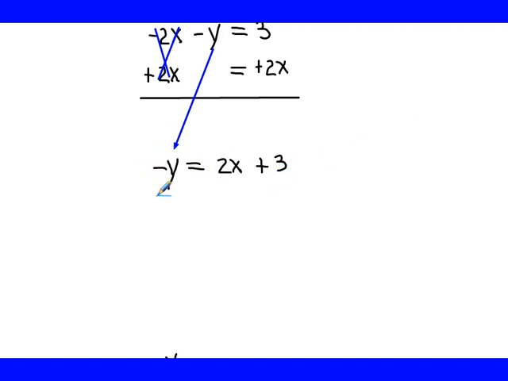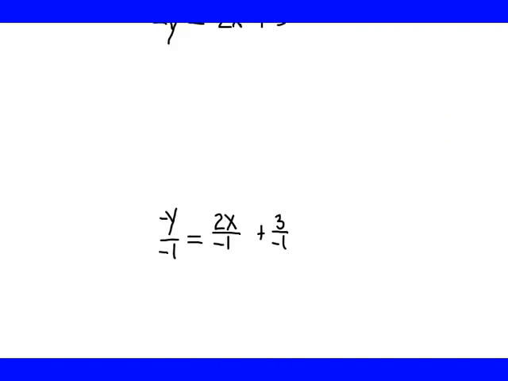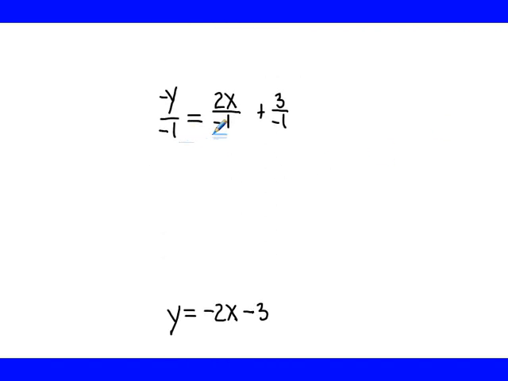Now because that y is being multiplied by negative 1, we have to divide each term by negative 1. So negative y divided by negative 1, 2x divided by negative 1, 3 divided by negative 1. So we get y equals negative 2x minus 3. So we're there.